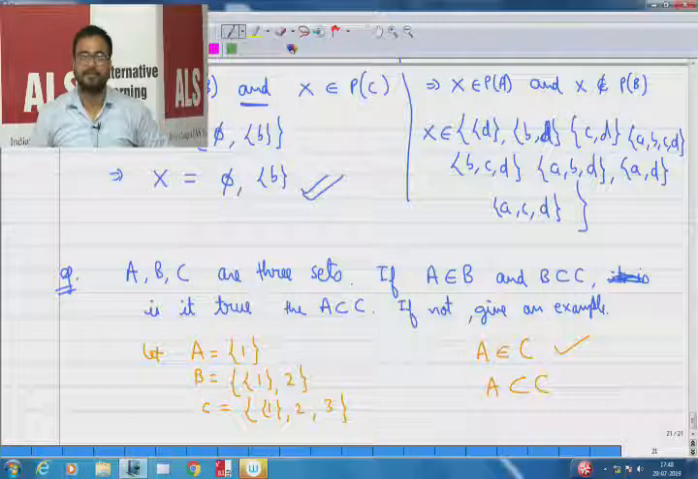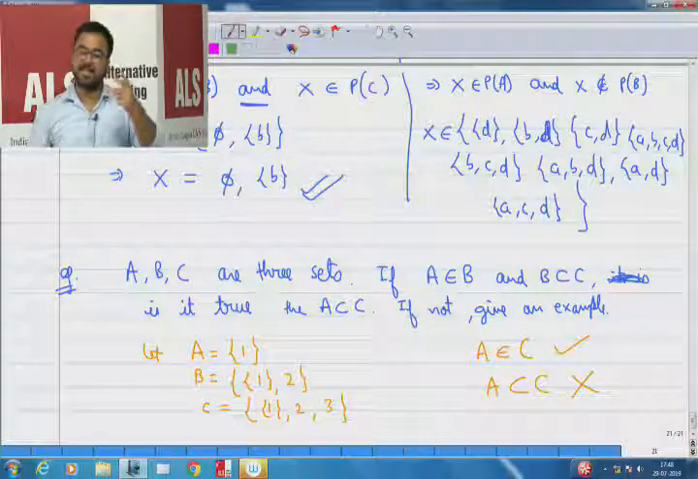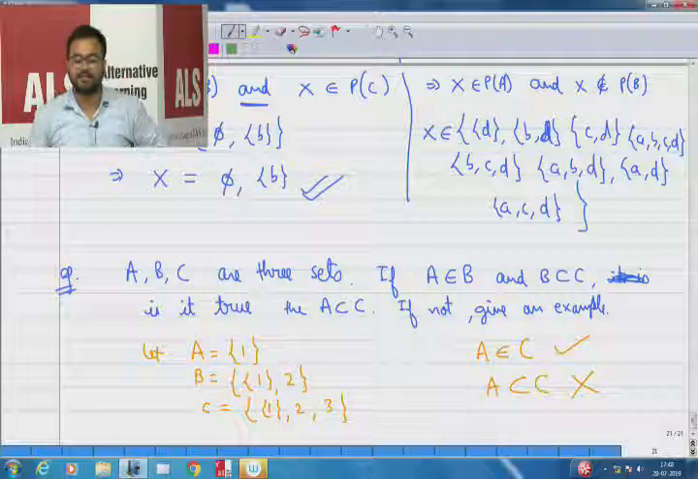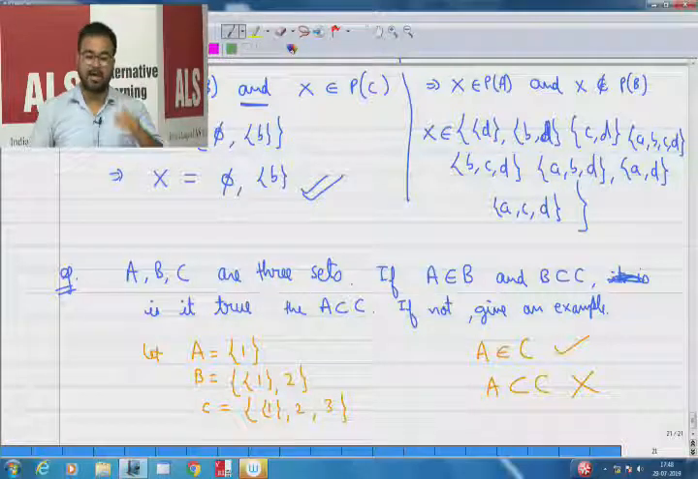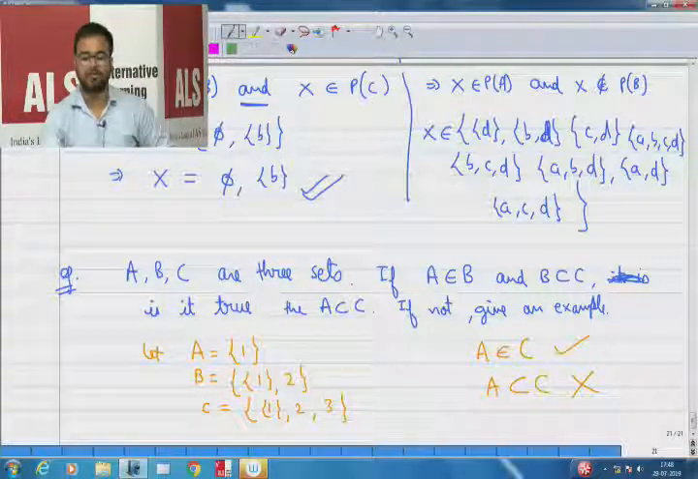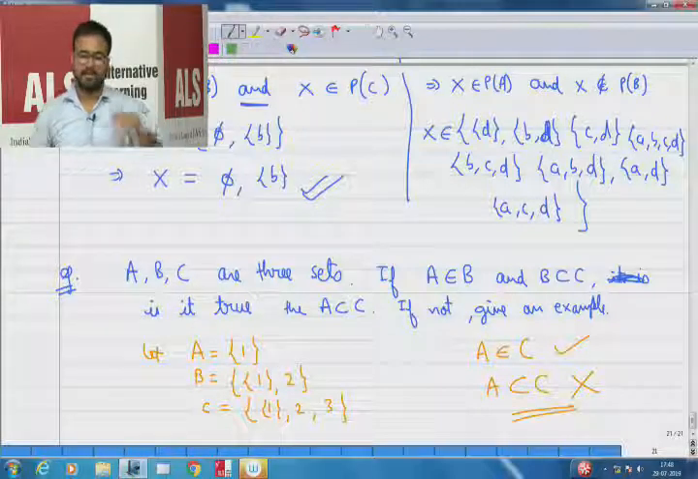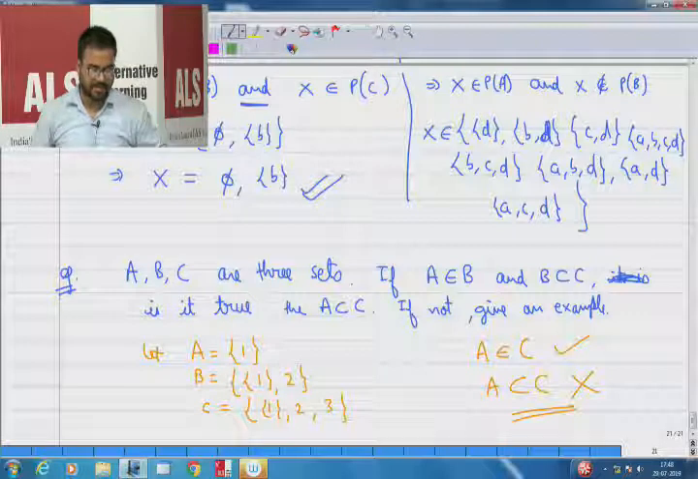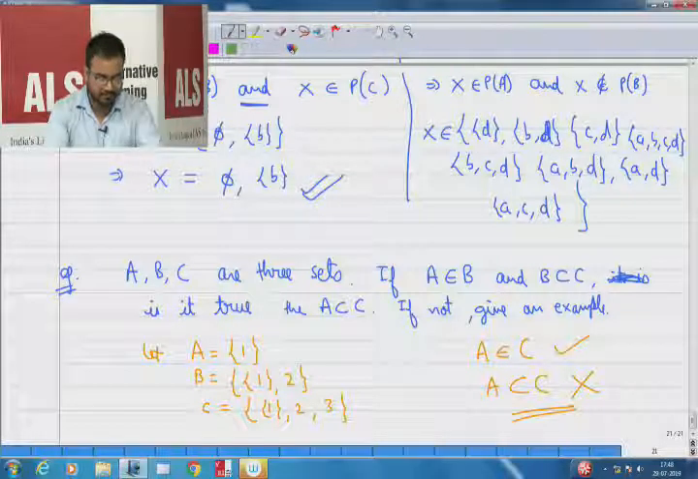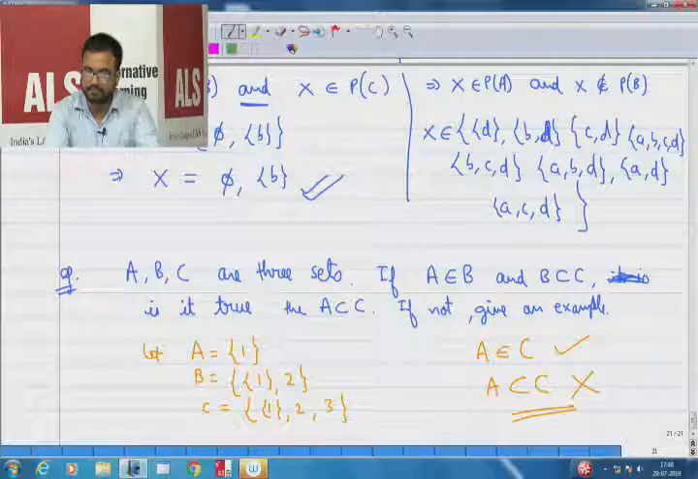Are you getting it? So in this case we can say A is an element of C, but A is not a subset of C. So like this we have to show. Therefore, A is a subset of C is false. Are you getting it? Like how we can take these examples? Okay, again.